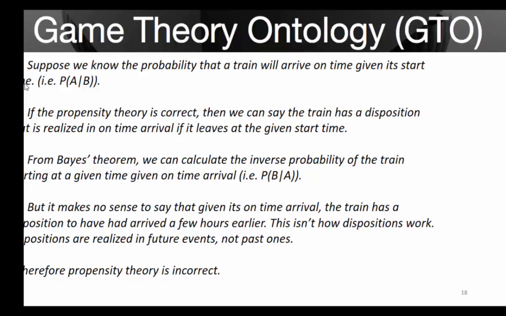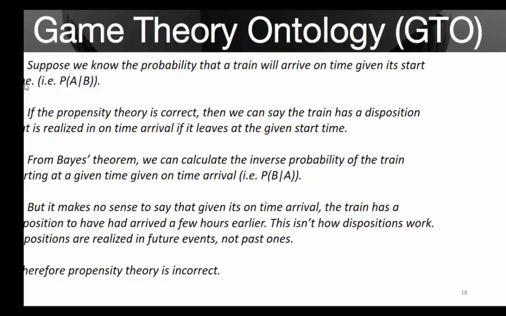The first premise here says, suppose we know the probability that a train will arrive on time given its start time. In other words, we know the probability of A given B. If the propensity theory is correct, then we say the train has a disposition that is realized in on-time arrival if it leaves at the given start time. From Bayes' theorem, we can calculate the inverse probability of the train starting at a given time given on-time arrival. But it makes no sense to say that given its on-time arrival, the train has a disposition to have arrived a few hours earlier. This isn't how dispositions work. Dispositions are realized in future events, not past ones. And so therefore this propensity theory is incorrect.